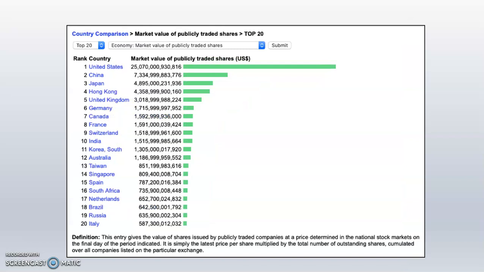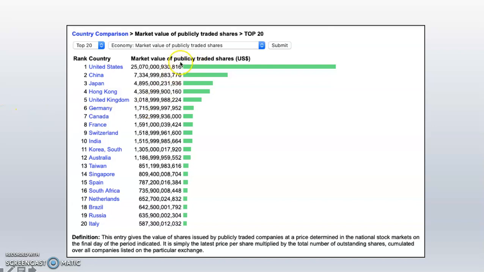And this is market value of publicly traded stocks. So this is the value of the stock market. And look at who is number one. Keep that in mind. And if you look at the top 10, notice that the United States, China, Canada, India are all in the top 10 in terms of overall land area, but the other 6 are not.